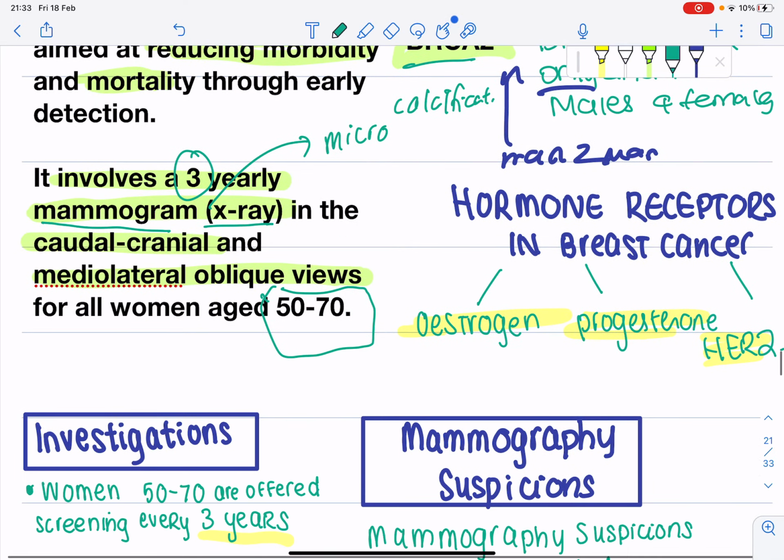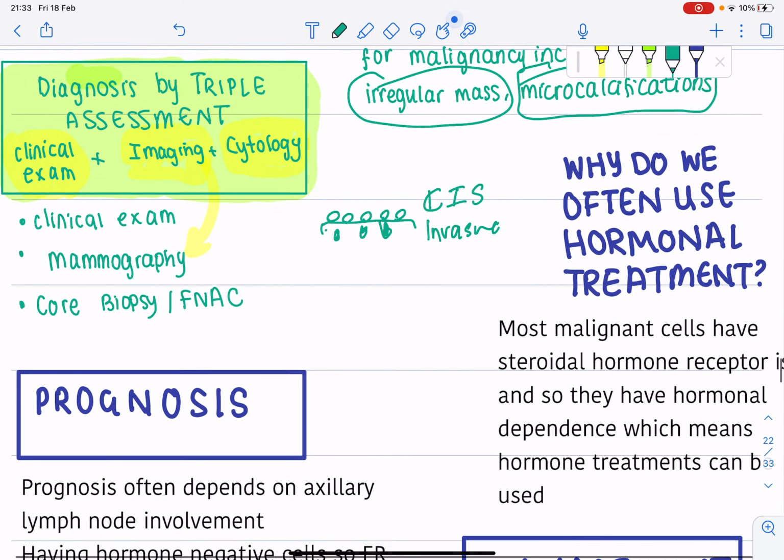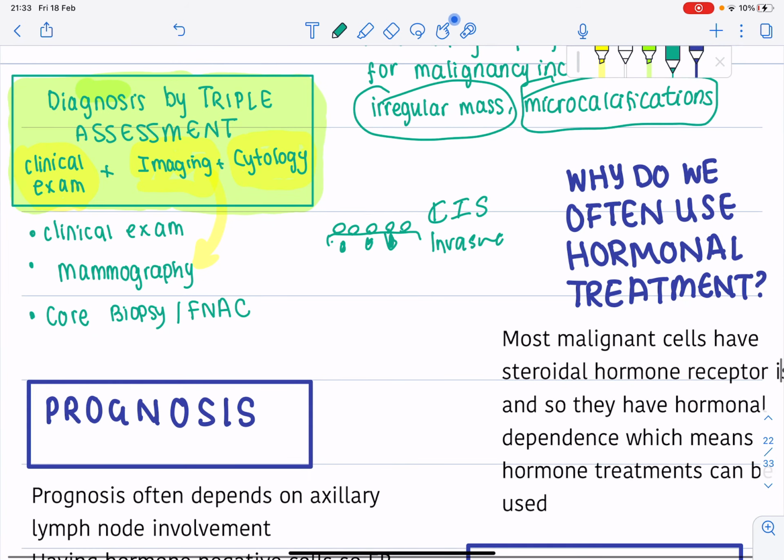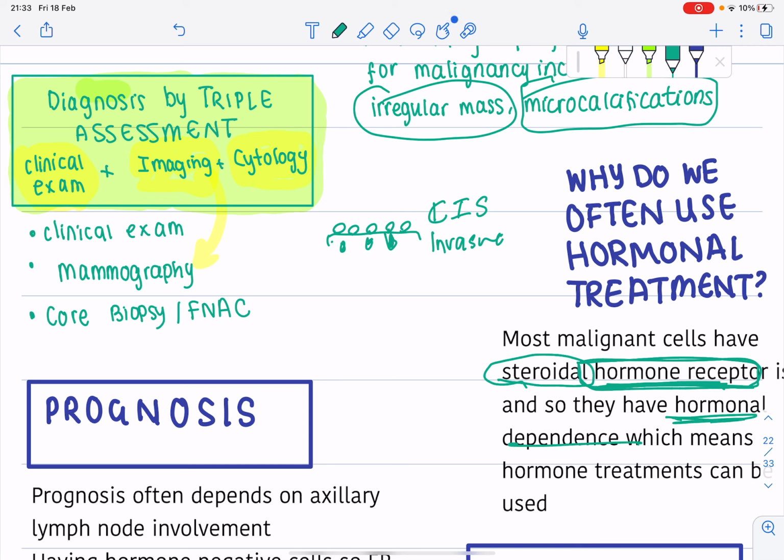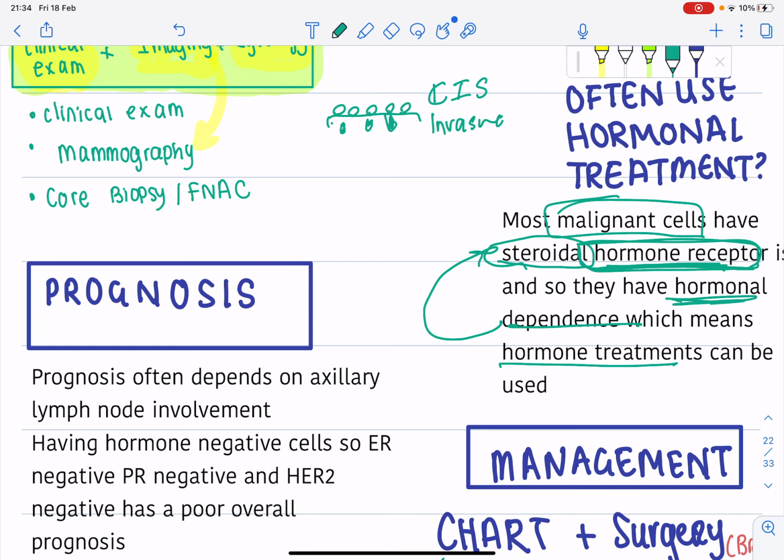Now, we also want to talk about what makes these breast cancers so receptive to hormonal treatment. Well, what makes them so receptive to hormonal treatment is having steroidal receptors. Remember, these steroidal receptors on their cell surface or on their nucleus especially, are sensitive to hormones. That means that these malignant, neoplastic cells have hormonal dependence. That's why we use hormone treatments.